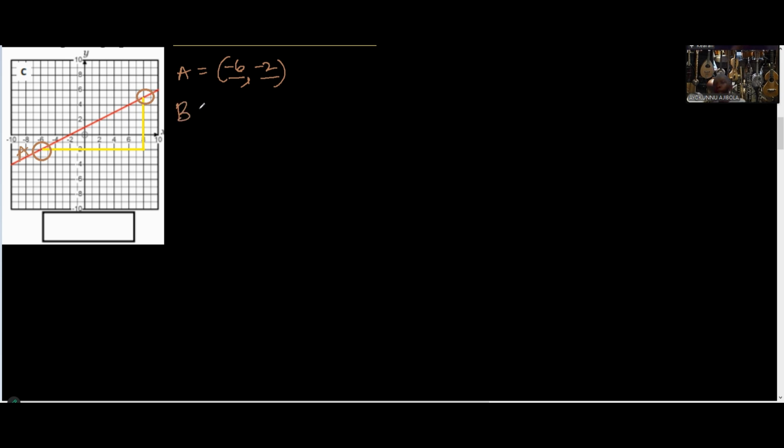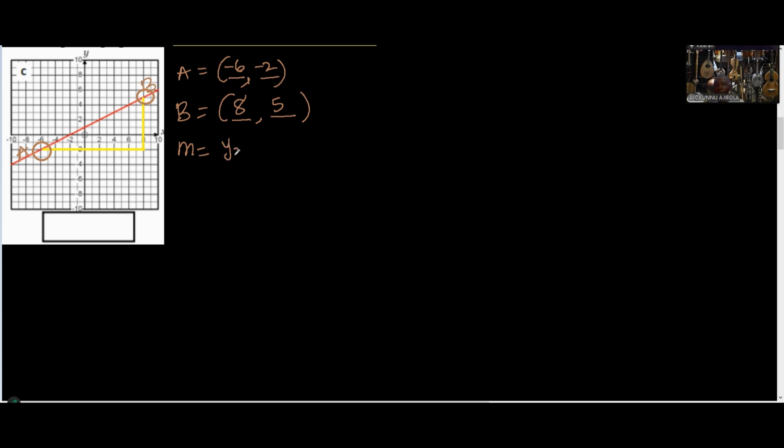Now, for the second point, B is at the top. So what are the x comma y? What is x? 8. What is y? 4. No. Check it very well. It's positive, but check it very well. It's beyond 4. 5. Yeah, 5. Is that clear? So how can I get my gradient now?